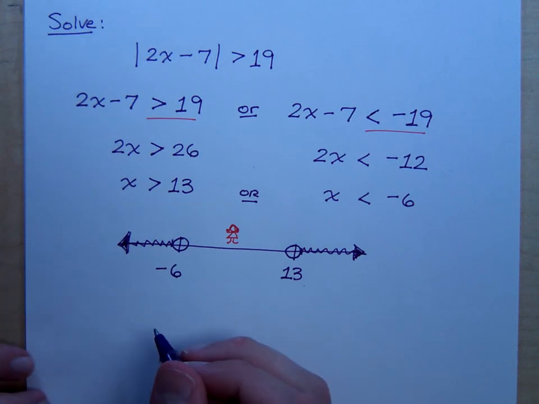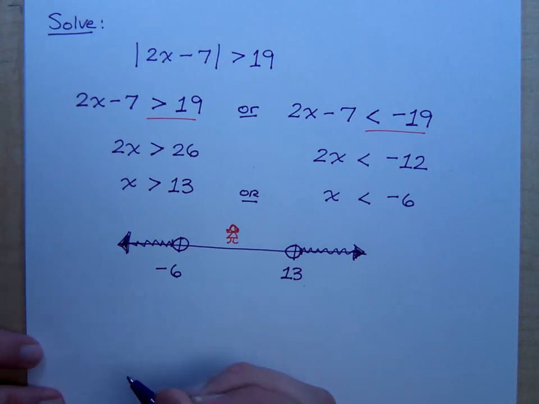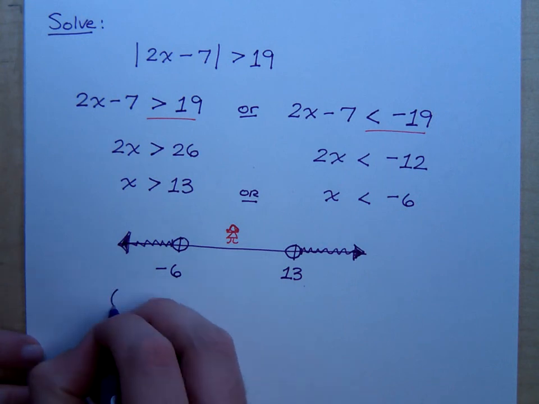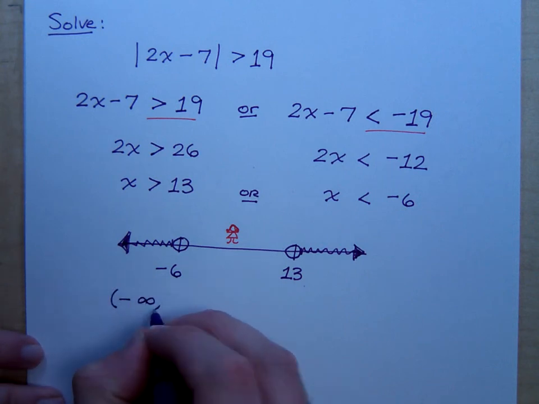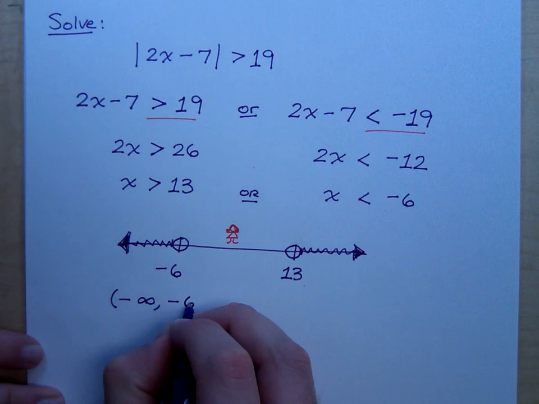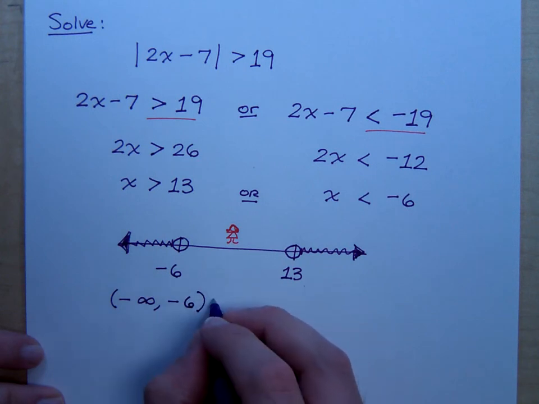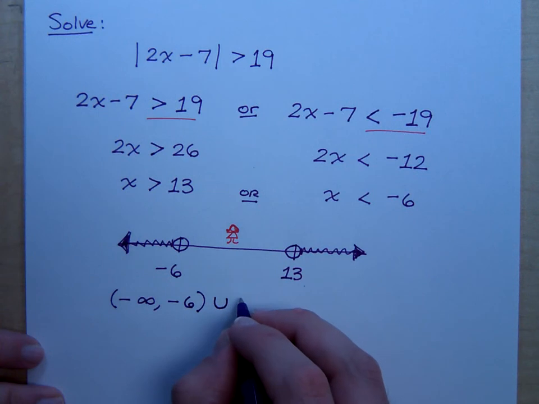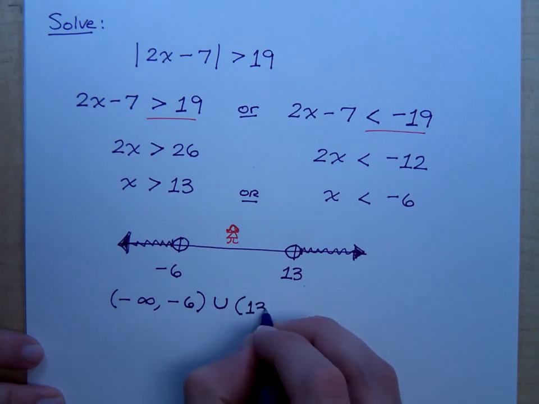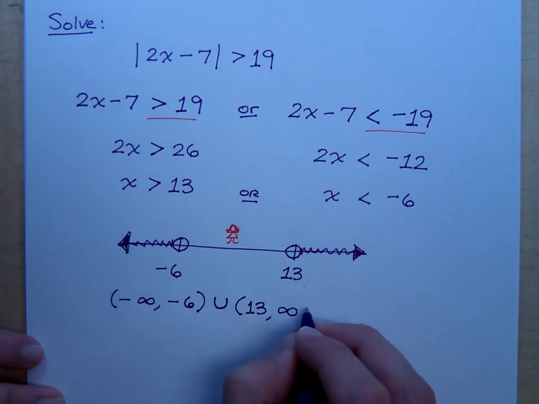So, how do you write this using interval notation? Parentheses, negative infinity to negative 6, parentheses on the negative 6, union, 13 to infinity.